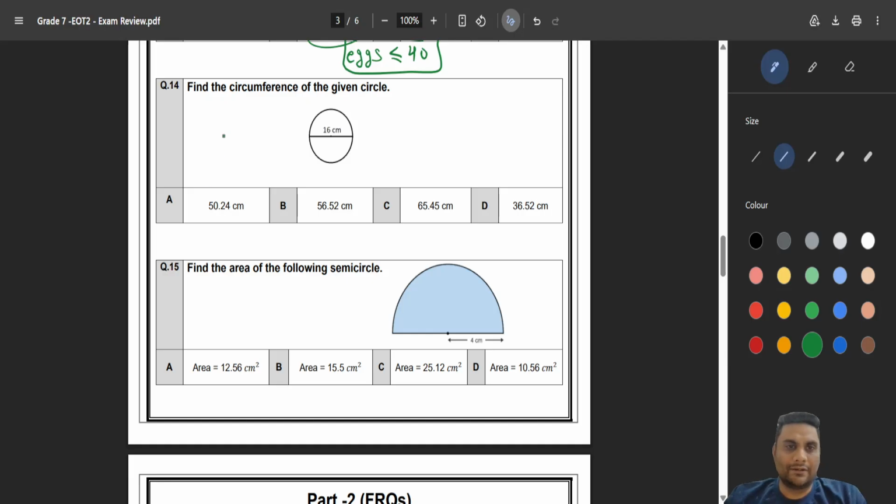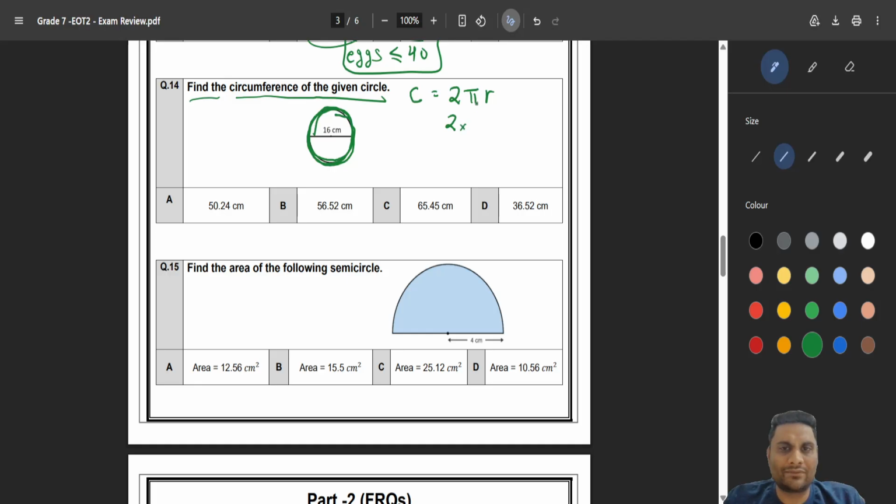Question number 14. Find the circumference of the given circle. What is the meaning of circumference? You see this circle? This circle is made from this black color boundary. Now I have made it green. So circumference means the length of this boundary. That means how long is this boundary that is making the circle. So how will I calculate it? I have a formula for it. The formula is C, meaning circumference, is equal to 2 pi r.